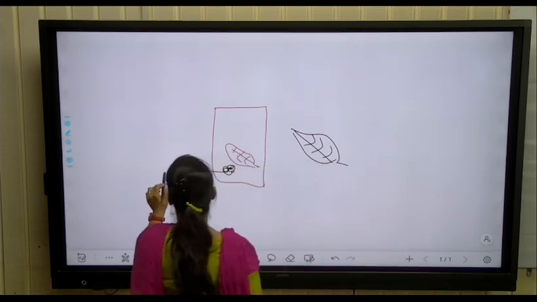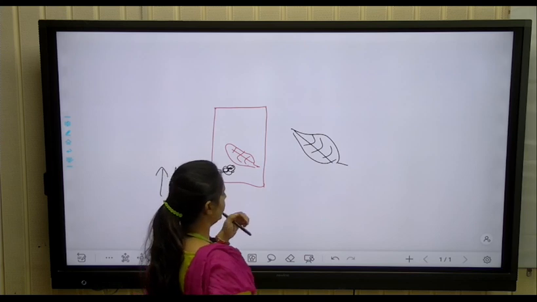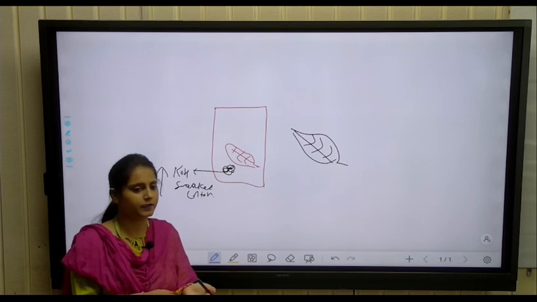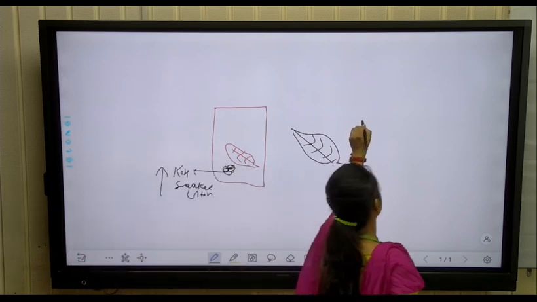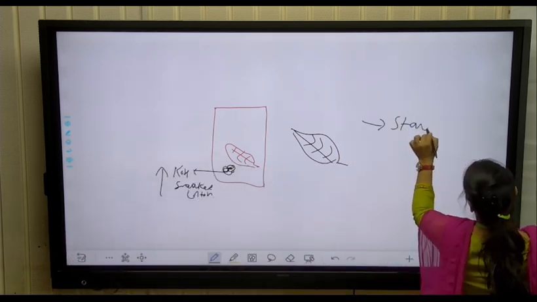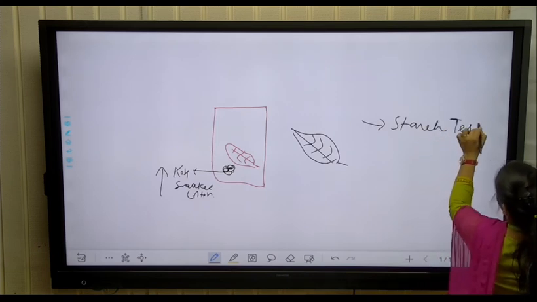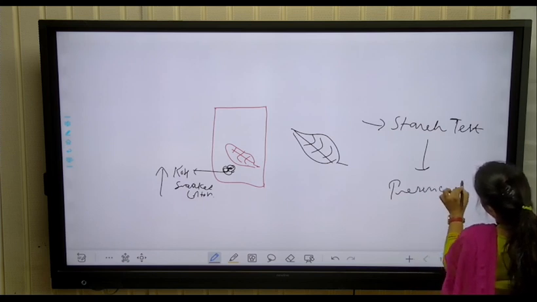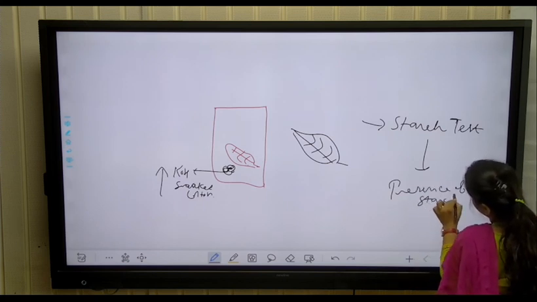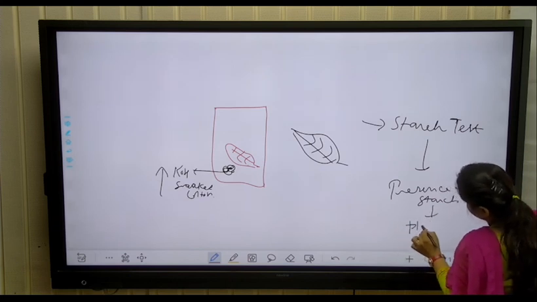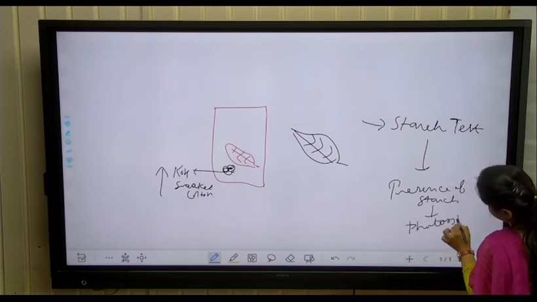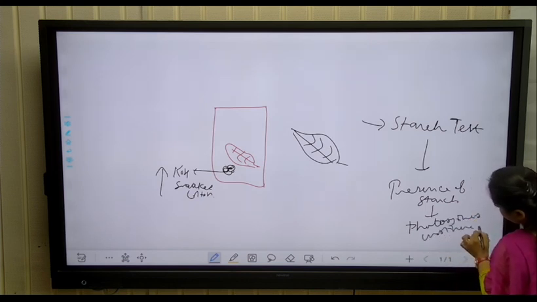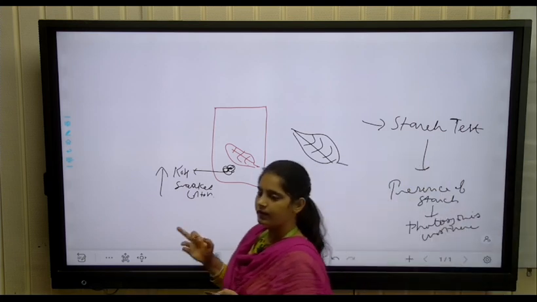So what does KOH do? Again we did the starch test after the completion of the experiment. After 20 to 30 minutes, we did the starch test with the help of iodine. The starch test confirms the presence of starch, which means photosynthesis was there.